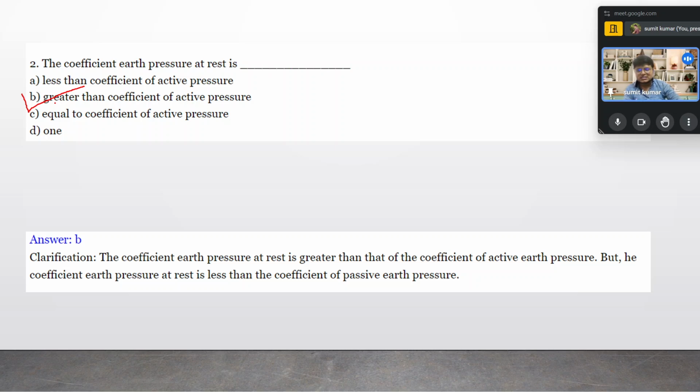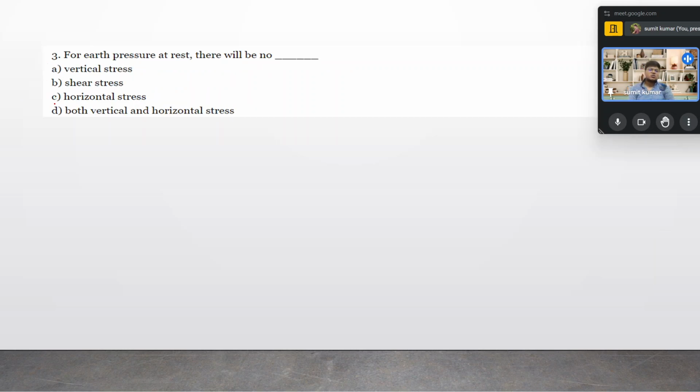It is also mentioned in the explanation that the coefficient of earth pressure at rest is greater than that of the coefficient of active earth pressure, but the coefficient of earth pressure at rest is less than the coefficient of passive earth pressure. Exactly, because the coefficient of passive earth pressure is much higher, because in that case the wall is moving toward the backfill. So that relation leads to those answers in those specific mentioned conditions.